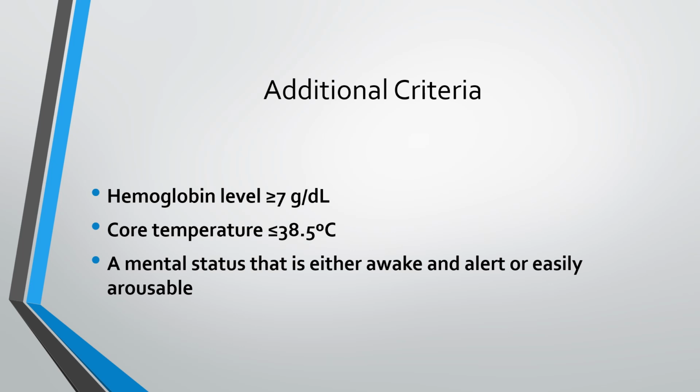There are 3 additional criteria. It is ideal that these criteria are in place but they are less critical to the success of weaning than the required criteria we just discussed. Anemia reduces oxygen carrying capacity and can affect successful weaning. Studies suggest that hemoglobin levels of approximately 7 to 8 gram percent or greater are an appropriate target for safe weaning.